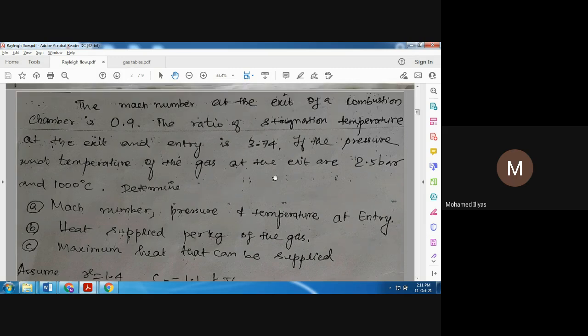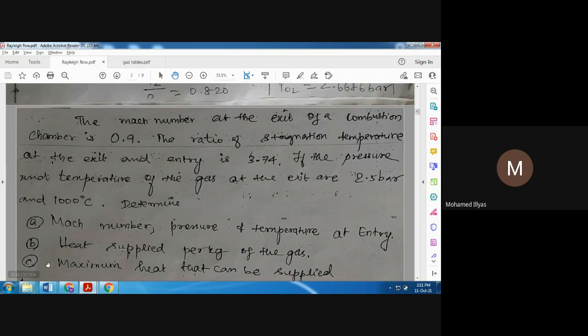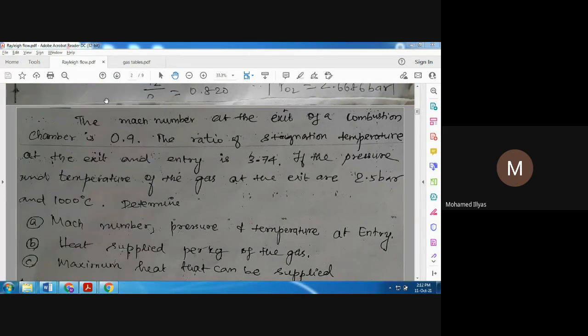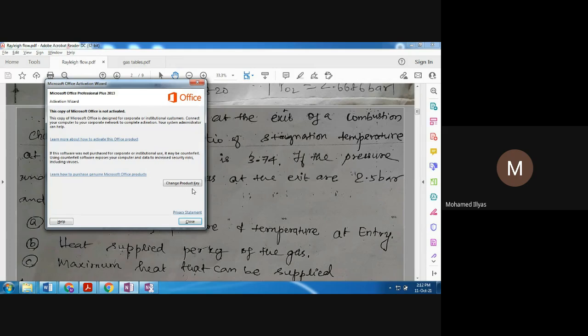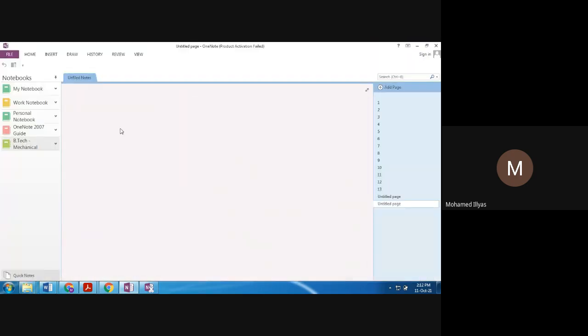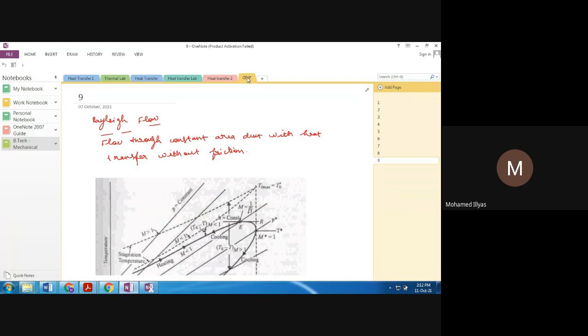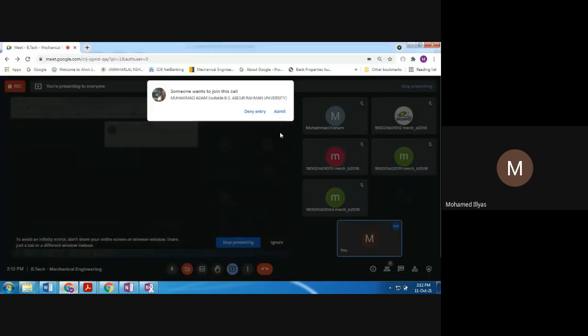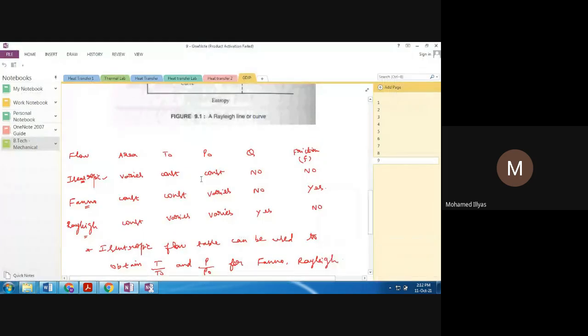Whenever the word heat comes, it is only for Rayleigh flow, because we can just compare it. We have seen the comparison in the last class. Let us just see that. Comparison of all the three types of flow, whatever we have seen: isentropic, Fanno, and Rayleigh. In Rayleigh flow, heat transfer is considered, no friction is considered. In no other flows, heat transfer is considered, isentropic and Fanno. So whenever the heat transfer word comes, it is completely Rayleigh flow.